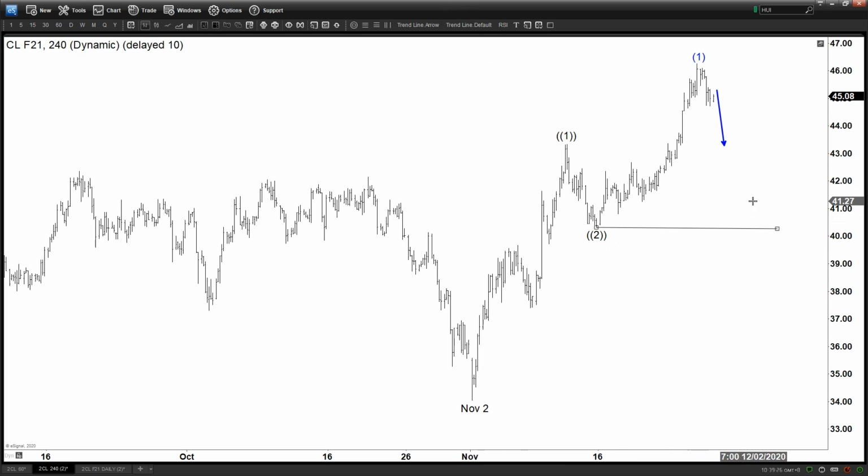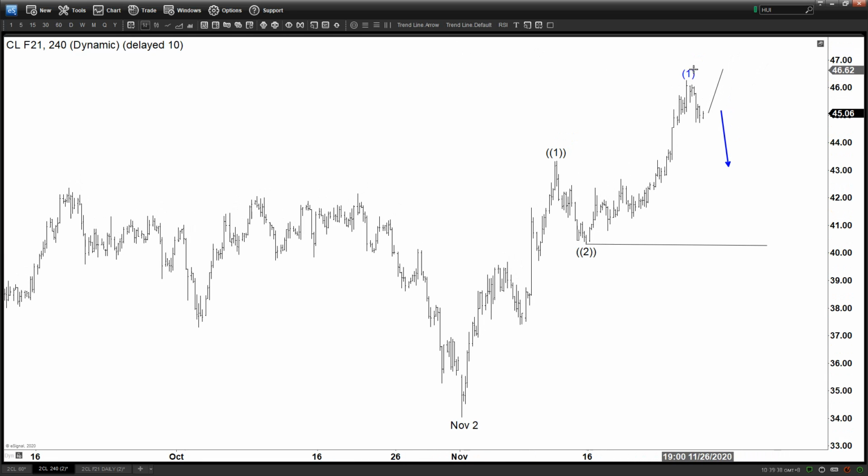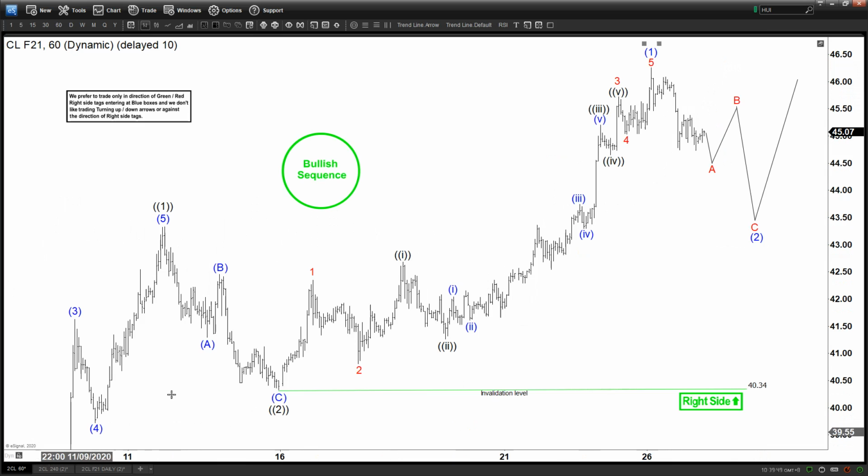Now a couple of possible alternates, right? Perhaps the first alternate is the idea that we can still make a new high from here, right? We can still make a new high from here, and that is still part of wave 1. I think that cannot be ruled out at the moment. But that doesn't make any difference. I mean, even if that's the case, then that means it's bullish, because we've been saying it is bullish.